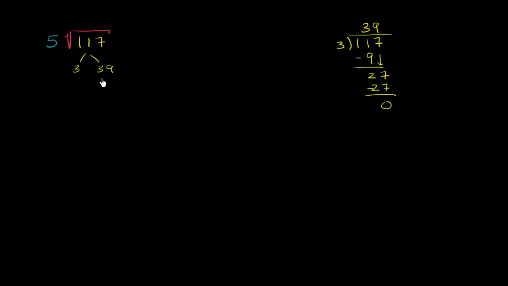Now 39, that jumps out more at us, that's divisible by 3. That's equivalent to 3 times 13. And then all of these are now prime numbers. So we could say that this thing is the same as 5 times the square root of 3 times 3 times 13.